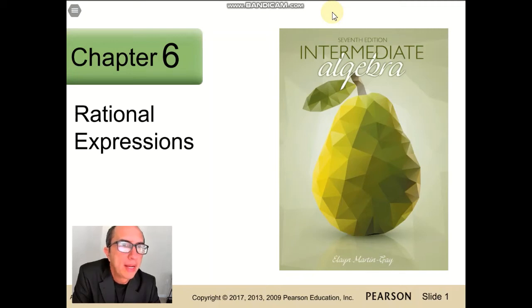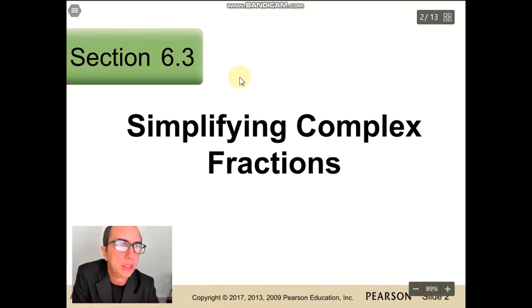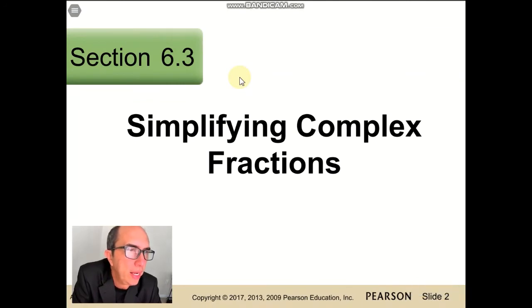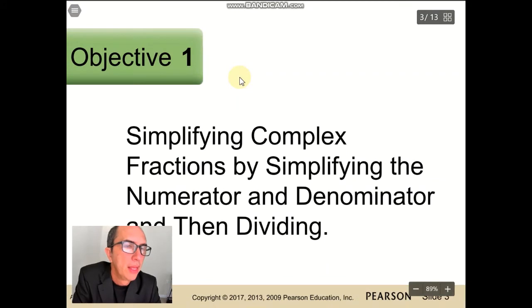Hello, welcome back. We are on chapter 6, rational expressions, and we will work today on section 6.3, simplifying complex fractions. The first objective will be to simplify complex fractions by simplifying the numerator and denominator and then dividing.